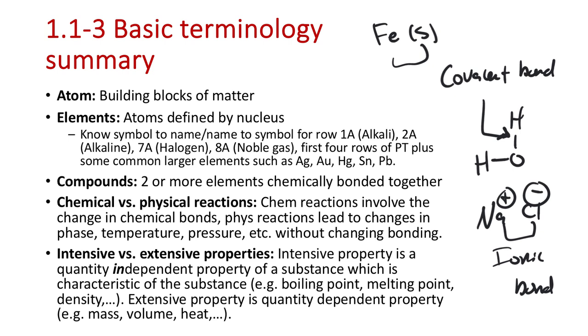And then another key set of terminology that we introduced in chapter 1 is intensive versus extensive properties. I think there's a really important reason here to define the intensive property as the quantity independent property. This is the characteristic property. If you have 10 grams of water or 1,000 grams of water, the melting point and the boiling point are the same. They don't depend on how much sample you have. They are characteristic properties of the substance itself.